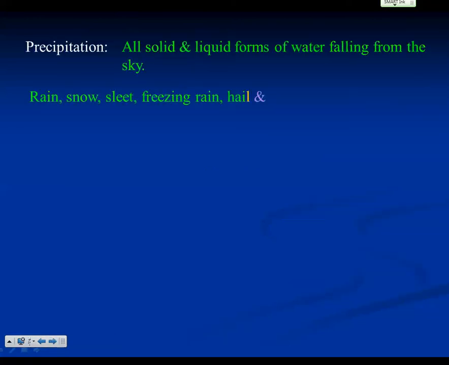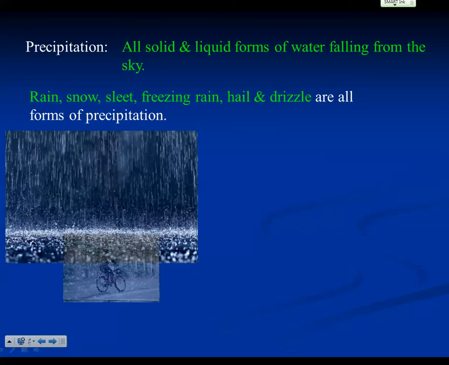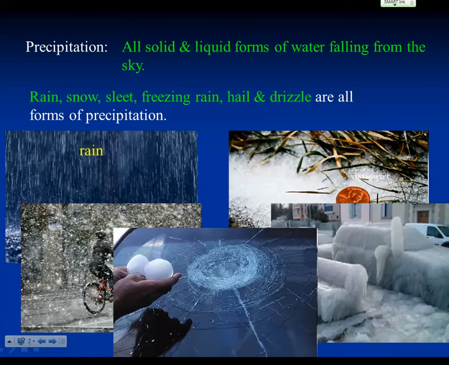Precipitation. All solid and liquid forms of water falling from the sky are precipitation. And of course, there's lots of examples. You've experienced them all: rain, snow, sleet, freezing rain, hail, and drizzle. All good examples.